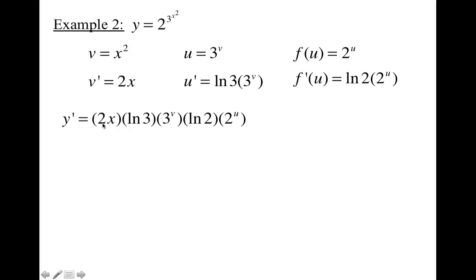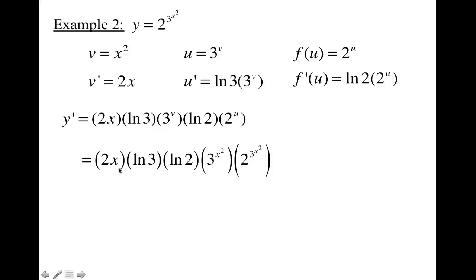See if I can simplify anything. I cannot. And replace, so it's all in terms of x. So I just brought the natural log of 3 and the natural log of 2 out together. And I replaced the v with x squared and the u with 3 to the v, which is 3 to the inner.